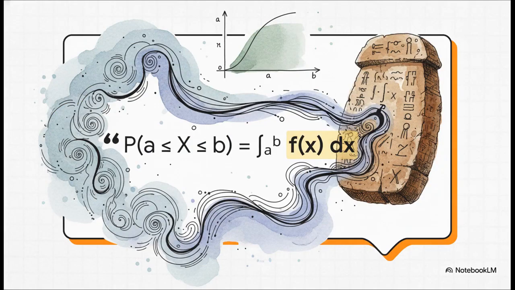And here it is. This is the formula that ties it all together. It just says that the probability, the P, of something happening between point A and point B is the integral, or the area under our PDF curve, from A to B. This thing is like our Rosetta Stone for translating chance into the language of calculus.